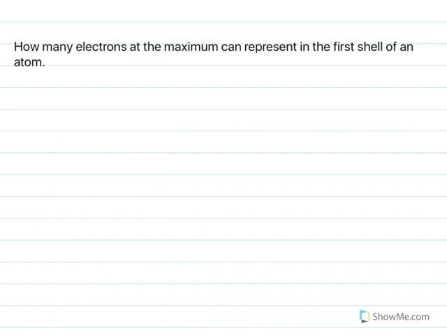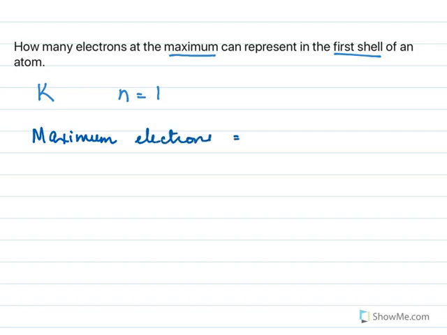How many electrons at the maximum capacity can be present in the first shell? The first shell is the K shell, n equal to 1. The formula for maximum electrons is 2n square, 2 times 1 square, which is 2 into 1, maximum electrons 2.